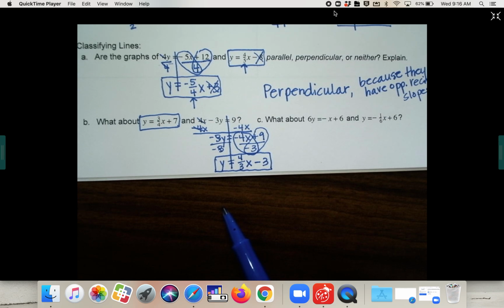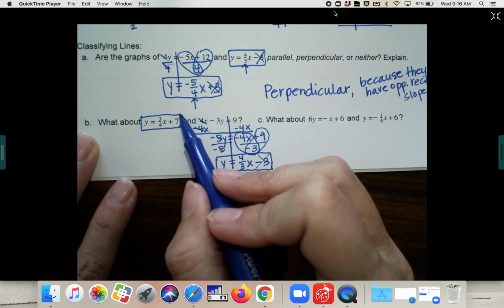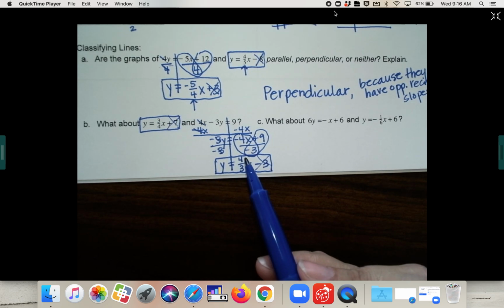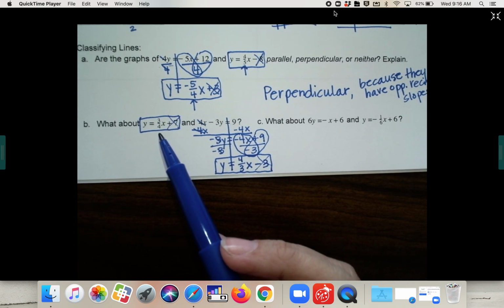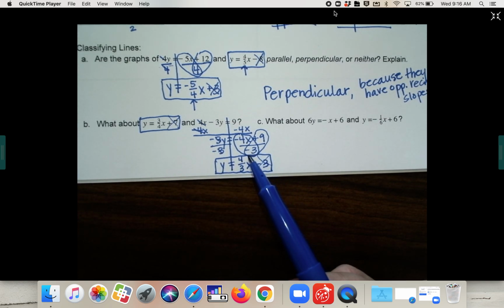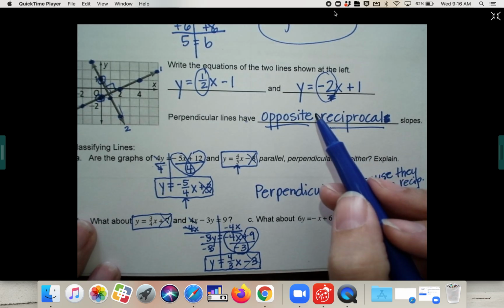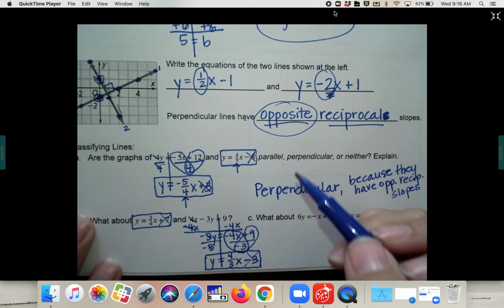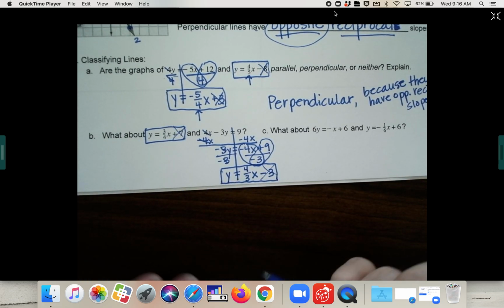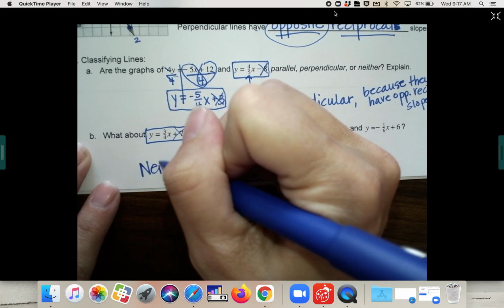Remember, we don't care about the y-intercepts, so really this part and this part don't even matter. We're looking at 3/4 and 4/3. So this to me is almost perpendicular. So 3 over 4 flip-flops to 4 over 3, so that would be perpendicular, except that they're not opposites. They have to be positive, negative also, and neither of these are negative. So this relationship is none. It's neither.